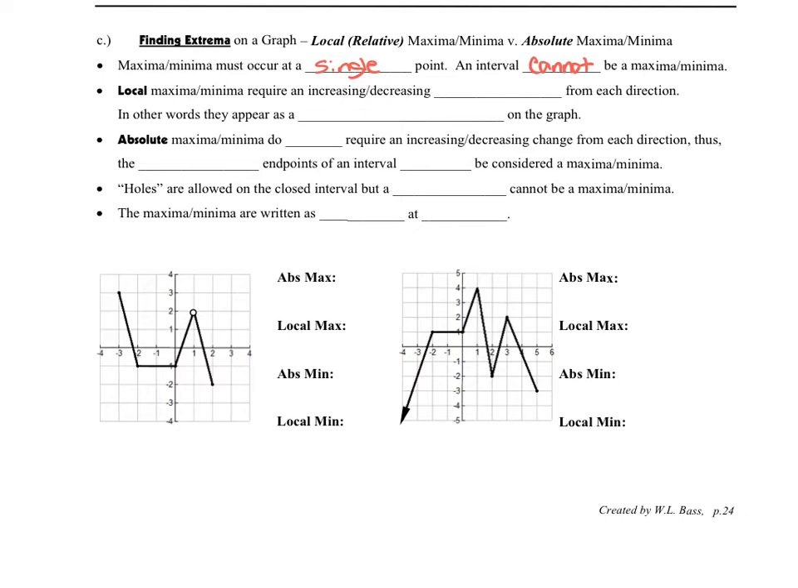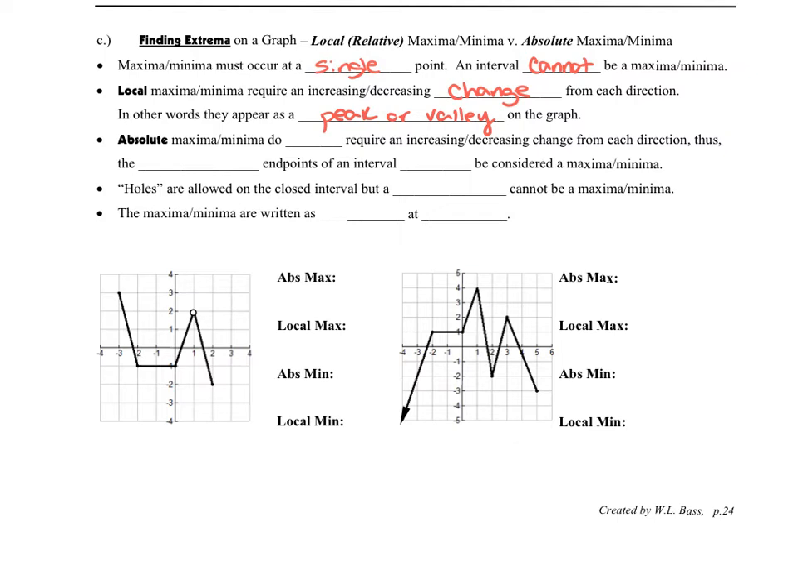Now, a local max and min requires an increasing or decreasing change. So it's important for you to understand that increasing, decreasing idea from above, because you need to look for those when we're looking for local maxes and mins. In other words, they will look like a peak or a valley on the graph.